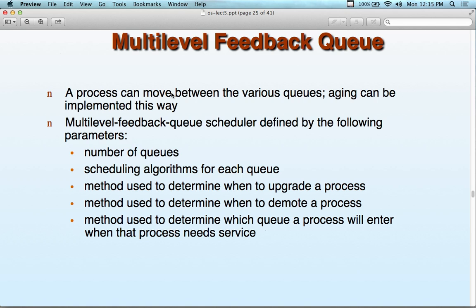A multi-level feedback queue scheduler is defined by the following parameters. The number of queues, because it's multi-level. So how are you going to tier it? And then the scheduling algorithms that are going to be used for each one of the queues.